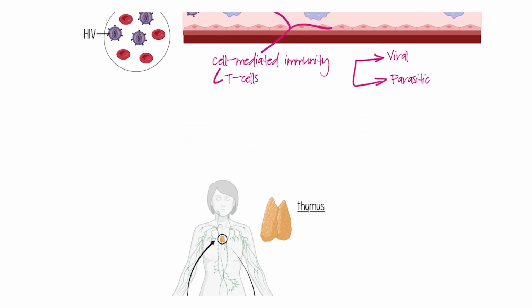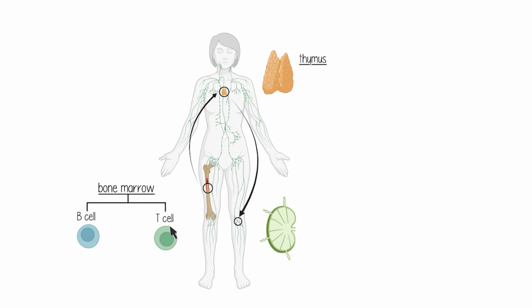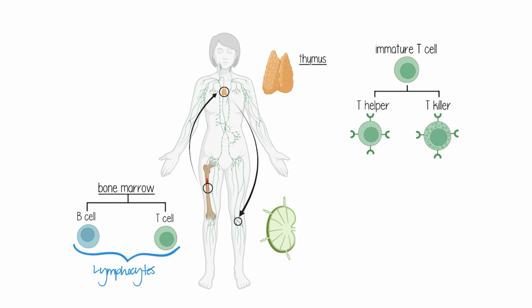Now, the T cells, just like the B cells, are also lymphocytes. As such, they, just like the B cells, also originate from the bone marrow. But unlike the B cells, which stay in the bone marrow to mature, the T cells will migrate to the thymus gland and then mature there. The thymus is a small gland that's present behind your sternum or your breastbone.